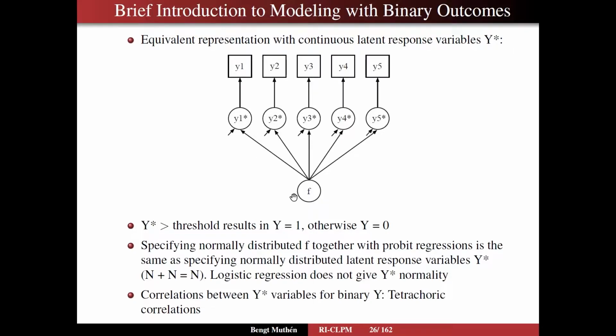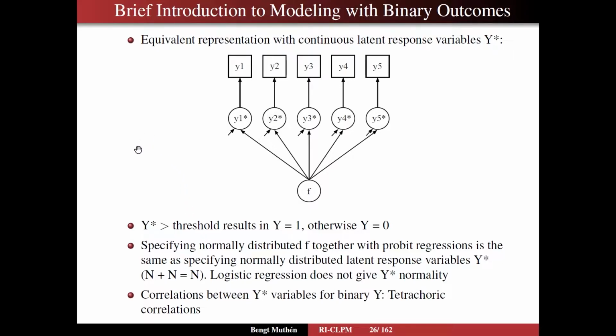So it's like saying that normal F plus normal residuals, normal plus normal, becomes normal. If you have logistic regressions, then you do not get Y star normality. And we're going to work with this probit context. So we're going to talk about multivariate probit models. They are models for normally distributed Y star variables.